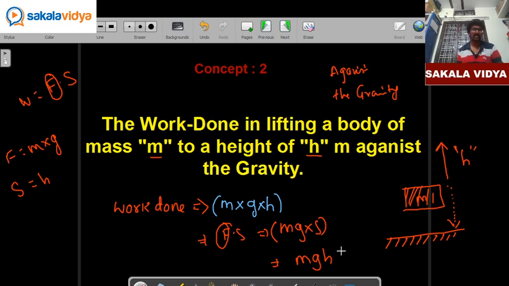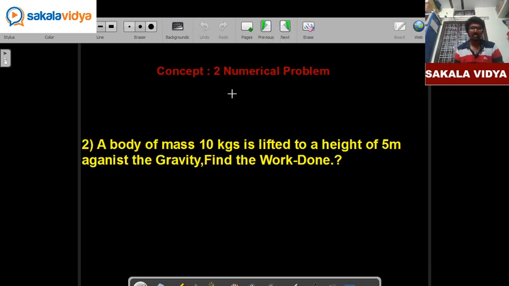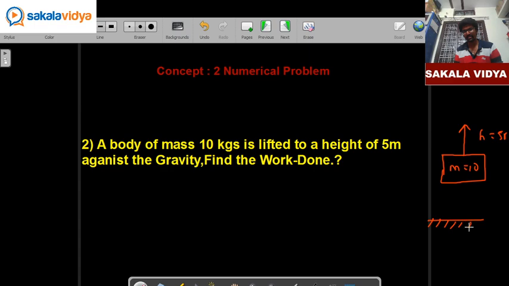The formula to calculate the work done against gravity is how much? mgh. This is our concept number 2. Now let us solve one more question on this. So concept 2, numerical problem 1. A body of mass 10 kg is lifted to a height of 5 meters against the gravity. So here we have a body of mass 10 kg, which is being lifted to a height of 5 meters from the ground surface, against the gravitational force.